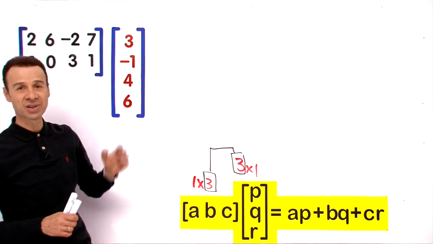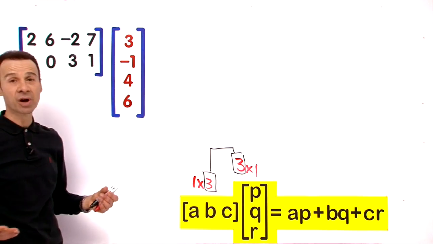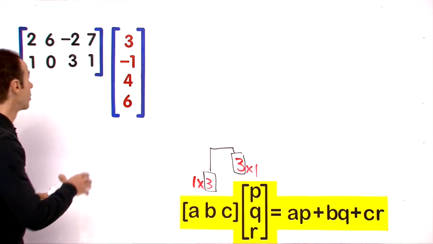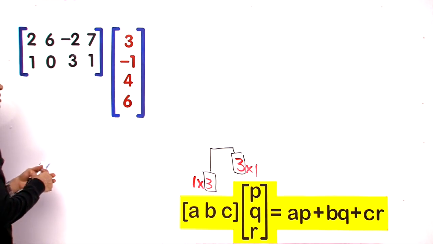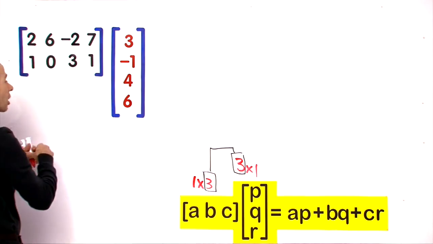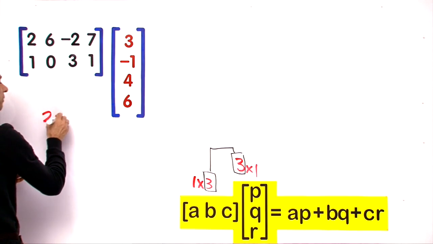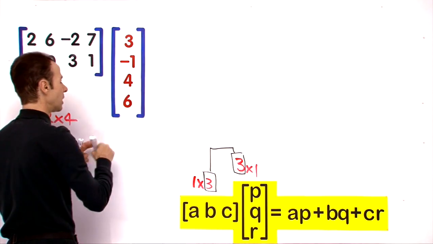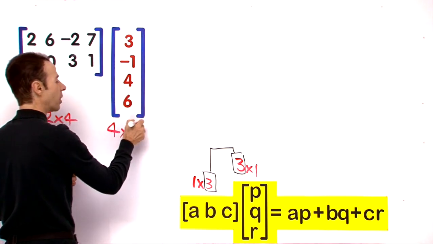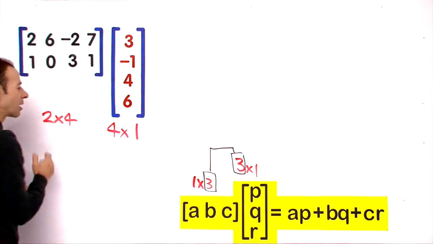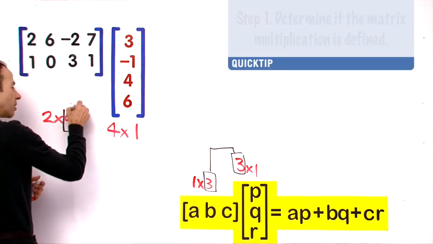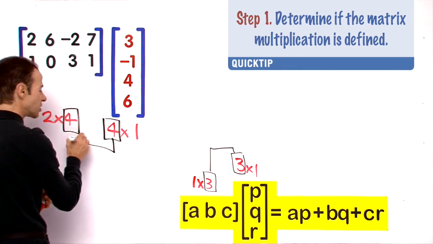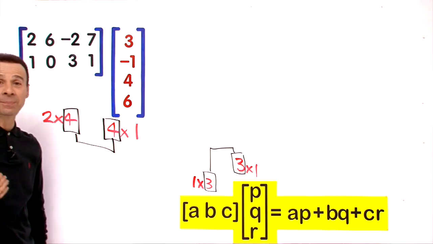So let's have a look at the process here. Let's first of all determine whether or not these two are compatible for multiplication. Well, how many rows, how many columns do we have on this one? It's 2 rows and 4 columns. So this is a 2 by 4. And this one here, how many rows does it have? 1, 2, 3, 4. It's a 4 by 1 column. So are these compatible? Yes, because the columns of the first one match the rows of the second one. So they are compatible and we can multiply them.